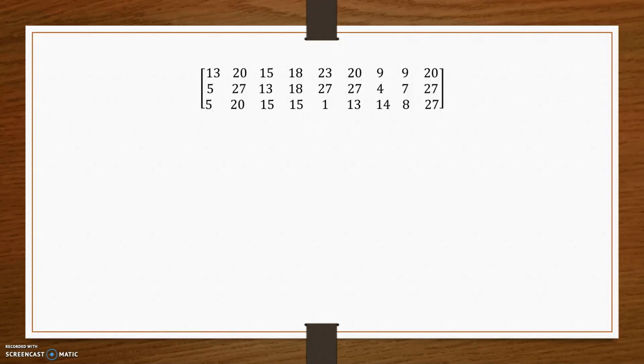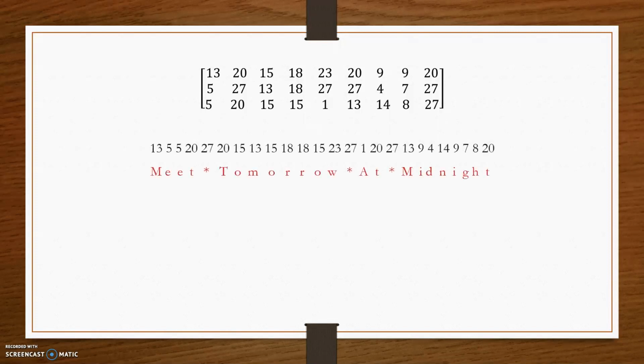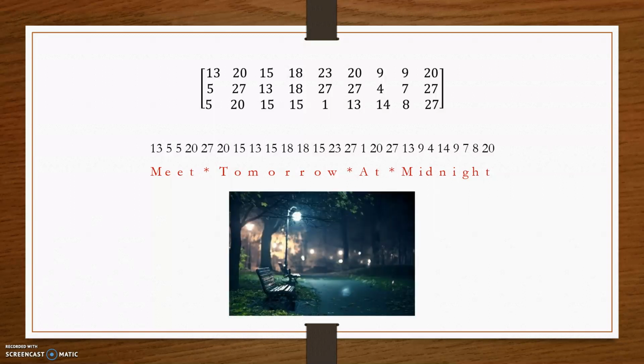The columns of this matrix, written in a linear form, give the original message. And now, you can meet in secret with confidence that no outsiders to your conversation will ever be aware.